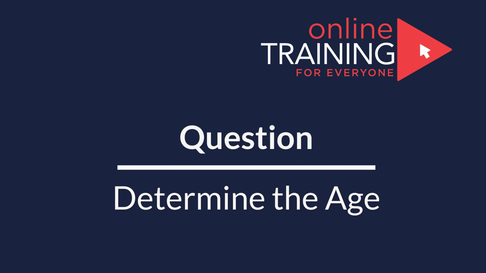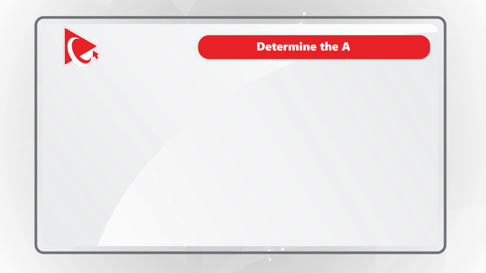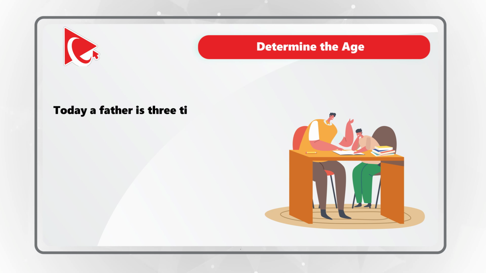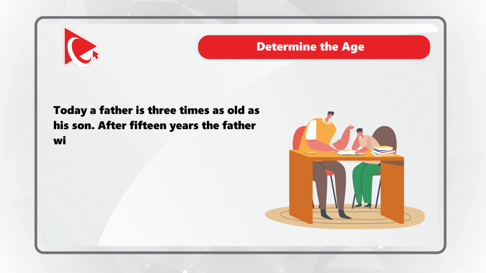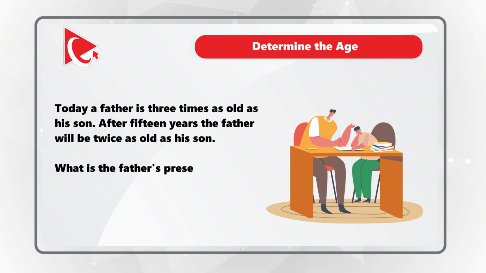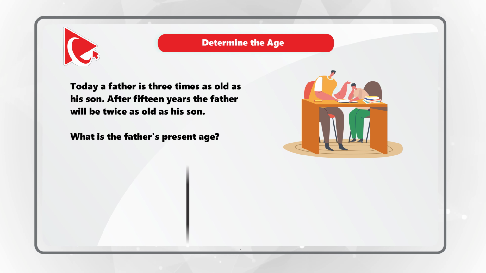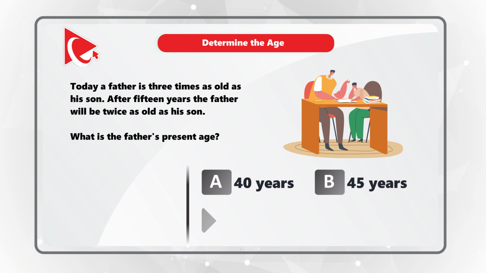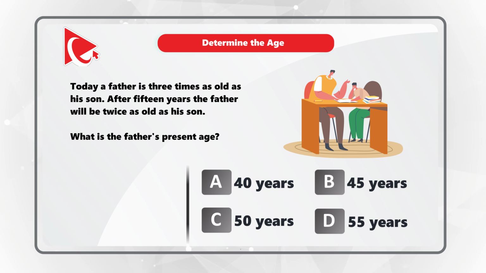Here is the frequent test problem where you need to determine the age of the family members. Today, a father is 3 times as old as his son. After 15 years, the father will be twice as old as his son. What is the father's present age? And you have 4 different choices. Choice A, 40 years. Choice B, 45 years. Choice C, 50 years. And choice D, 55 years. Do you see the answer? Give yourself a little bit of time to see if you can come up with the solution.